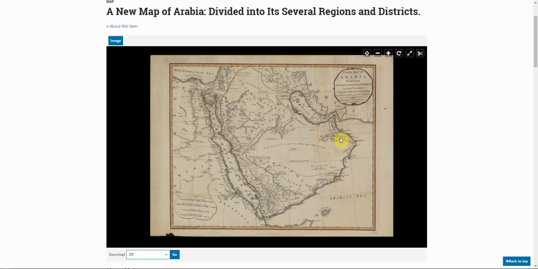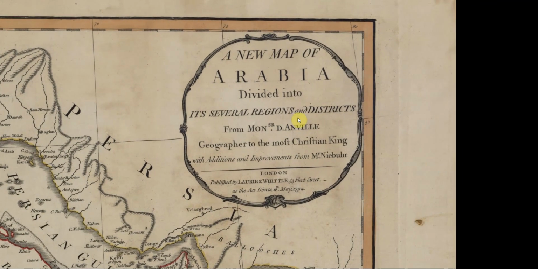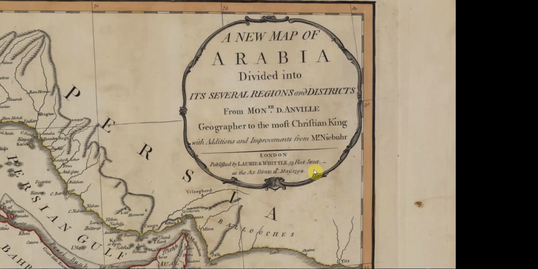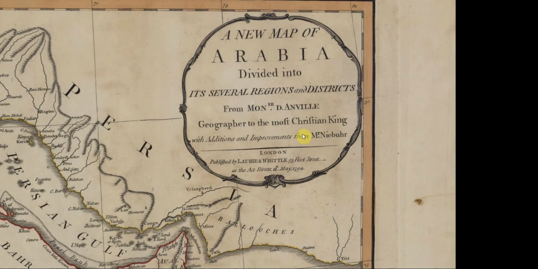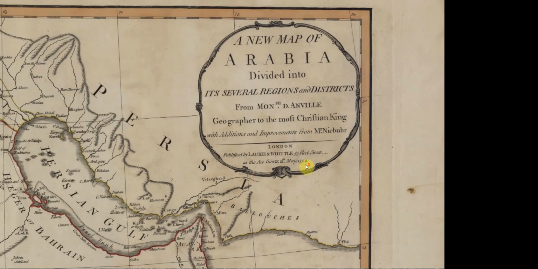Another very interesting thing I found is that when his expedition was over, the map of Arabia was updated. I've done a lot of research into these maps. This is a famous map maker, geographer to the most Christian king. He made a lot of maps, and his son took over and continued to make maps. But the new map of Arabia, you can get this free on the Library of Congress website. I'll leave the link. And it says here, with additions and improvements from Mr. Niebuhr. So we can see that this map, a new map, means it's updated with Mr. Niebuhr's additions and improvements. 1794. So that's, 20-something, 30 years after the expedition.